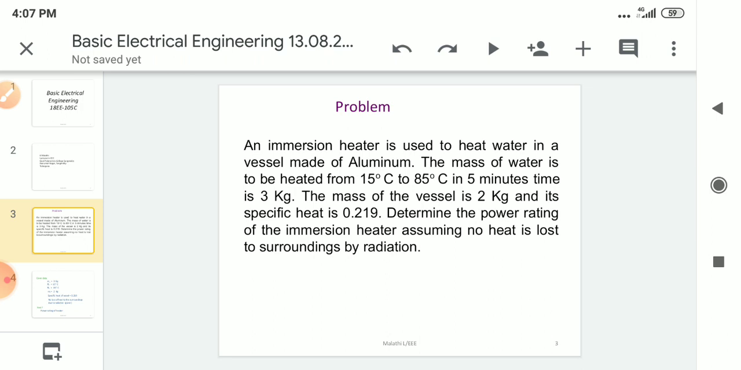Let's see this problem. An immersion heater is used to heat water in a vessel made of aluminium. The water, of mass 3 kg, is to be heated from 15 degrees centigrade to 85 degrees centigrade in 5 minutes. The mass of the vessel is 2 kg and its specific heat is 0.219. Determine the power rating of the immersion heater, assuming no heat is lost to surroundings by radiation. Here this is the question.